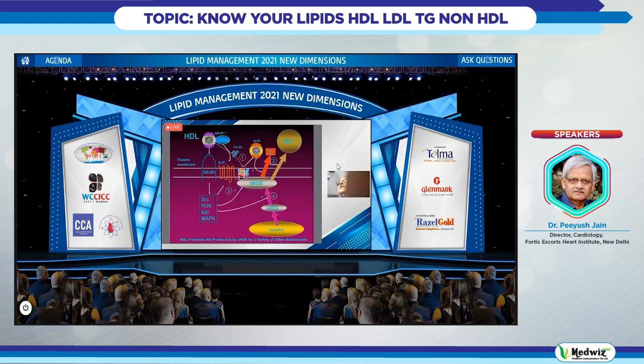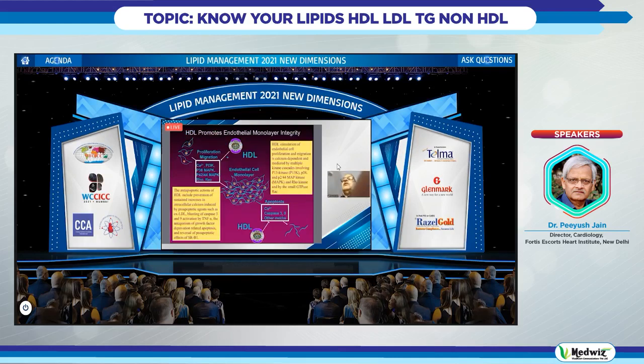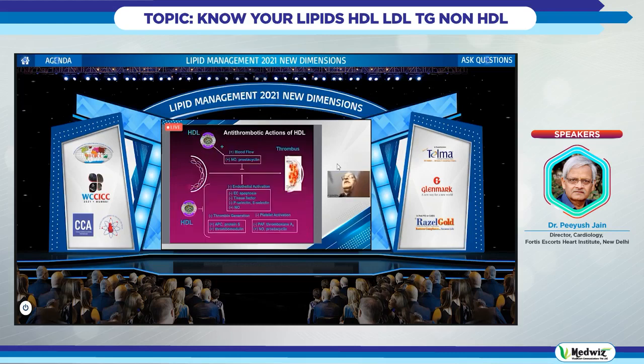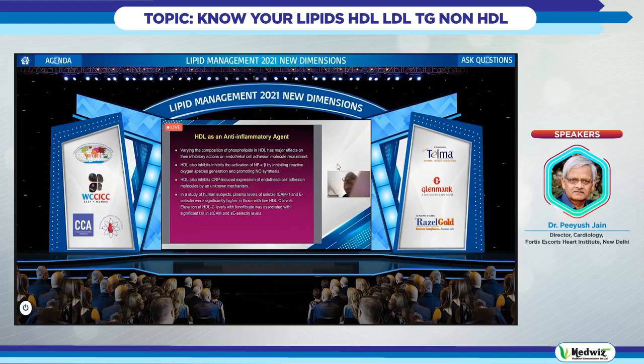But there are also many other benefits of HDL which could be contributing if it is really an independent factor, like promoting nitric oxide production by eNOS by a variety of other mechanisms. Then, of course, it also promotes endothelial monolayer integrity. Antithrombotic actions of HDL are also known. HDL is supposed to be an anti-inflammatory agent, but the word of caution here is that HDL levels may not be as important as their functionality.